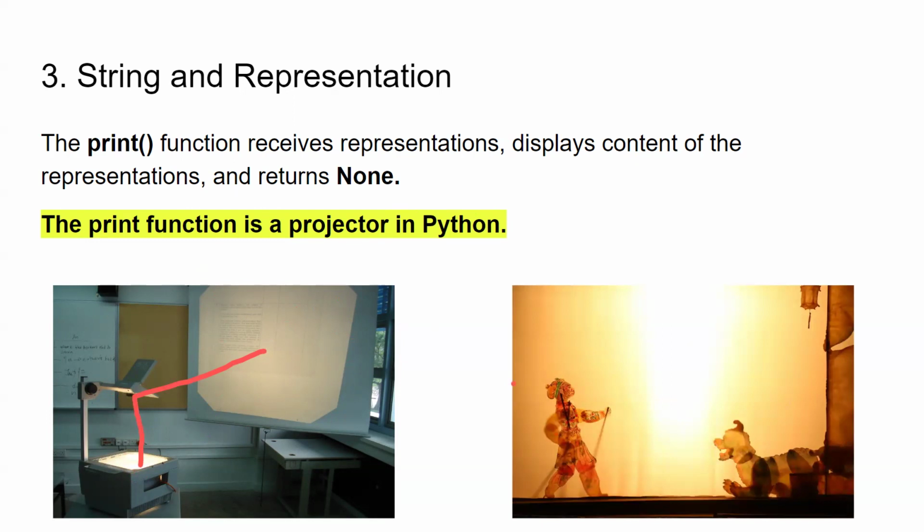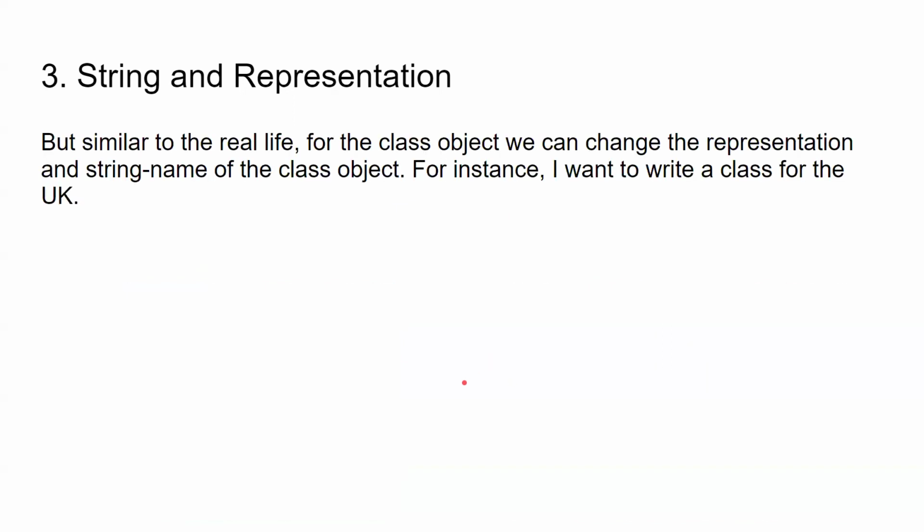So we can try to override our string name representation. I have an example here. Similar to real life, we can change the representation and string name of the class object. So I want to write a class for the United Kingdom country. I'm using countries like UK, USA. I want to write a class. I have a lot of classes, I can show you later.